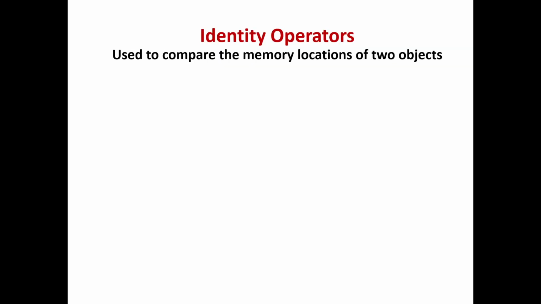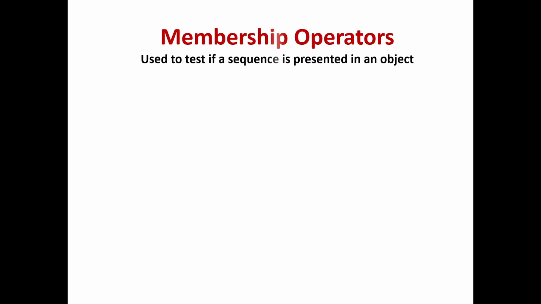Another operator that we have is the identity operator, which is used to compare the memory locations of two objects: is, is not. Another one is membership operators, which are used to test if a sequence is present in an object or not: in or not in. Majorly, this type of operator is used in lists when we do a Python program. There are some lists that are created and we need to check if a particular element is present in that list or not. Then we use in or not in.